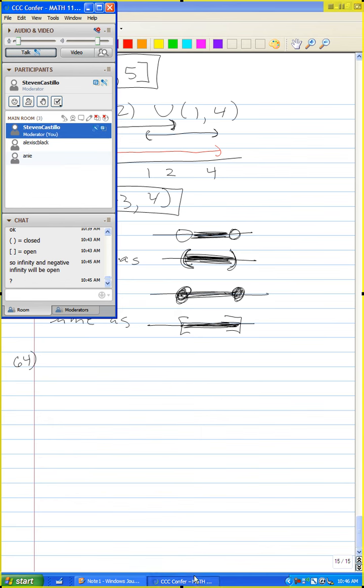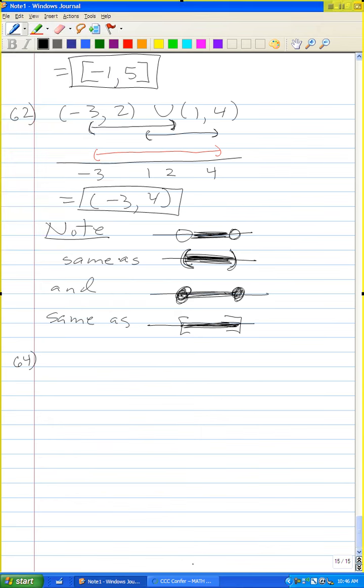That is correct. The infinities are always open because they're not part of the real numbers. 64. The closed interval from -8 to 4, union the closed interval from 4 to 10.